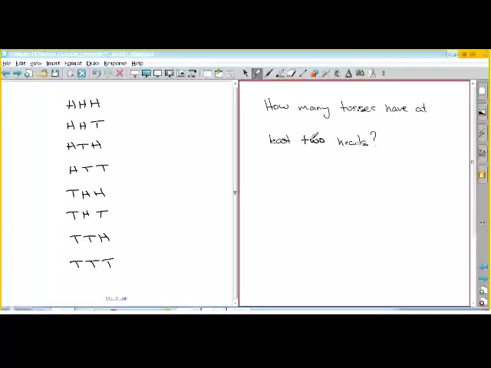So when they ask you these questions in the homework, you got to make sure that you pay attention to the at least kind of number.